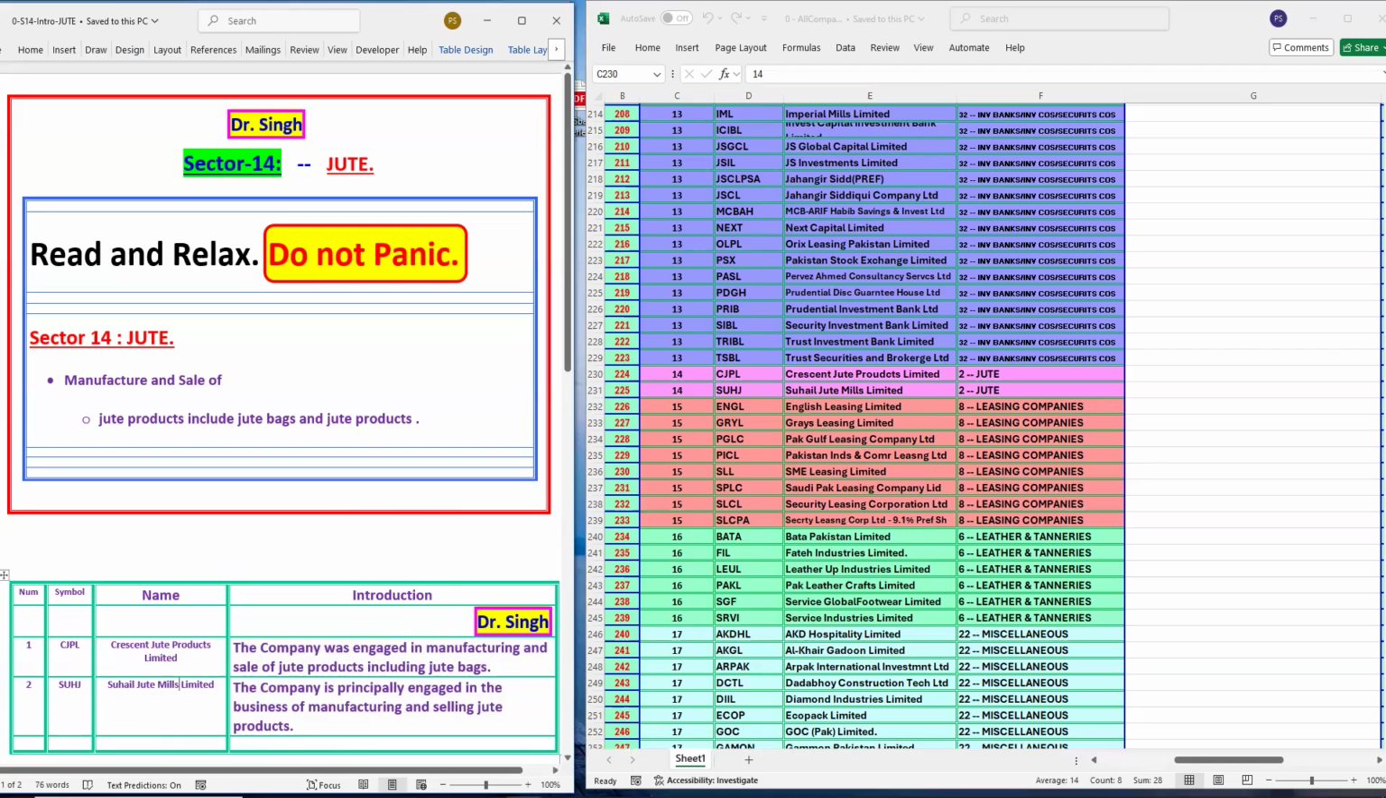Since there are only two, let me read this part over here. It says: manufacture and sale of jute products include jute bags and jute products. There we go. When we go over individual companies, we will learn in more detail what they are doing, and they will mention what they do on their website. So this is not the time to go over them, but we will discuss it in the future.